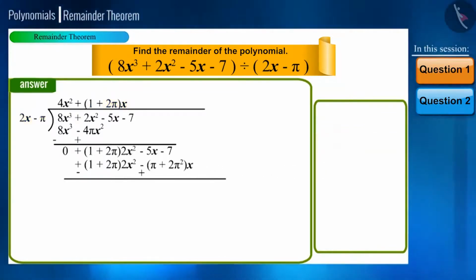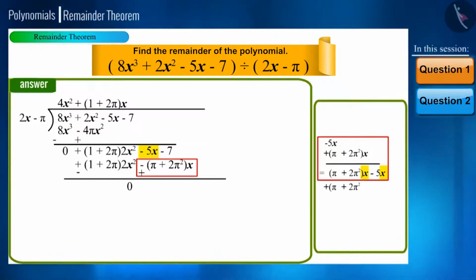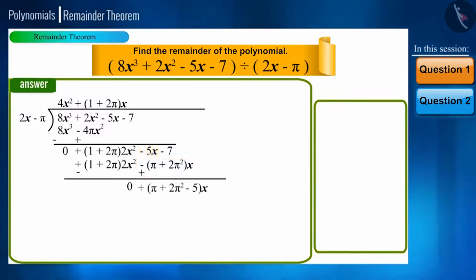Friends, while subtracting, the first term will reduce to 0, but we will have to give proper attention to the remaining terms. From minus 5x and plus pi plus 2pi squared multiplied by x, we will take x as common and we will write everything else in brackets, which will be pi plus 2pi squared minus 5 multiplied by x. Now we are left with minus 7, which we will bring down. We will repeat the same process until we get a constant polynomial or 0 as the remainder.